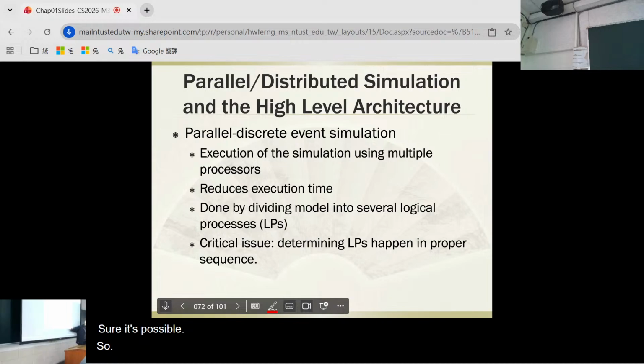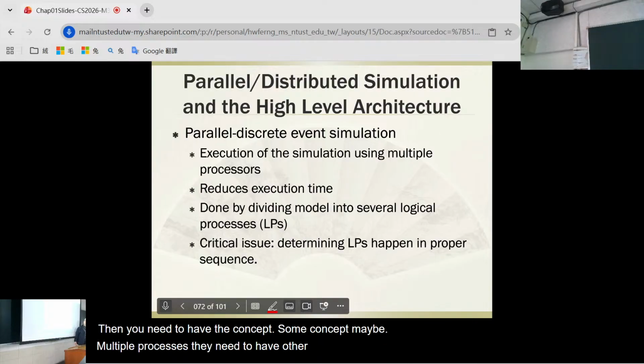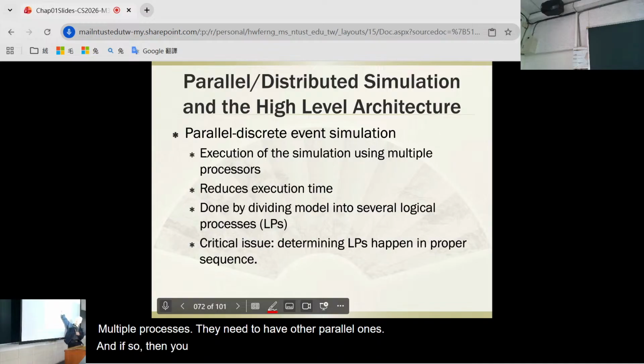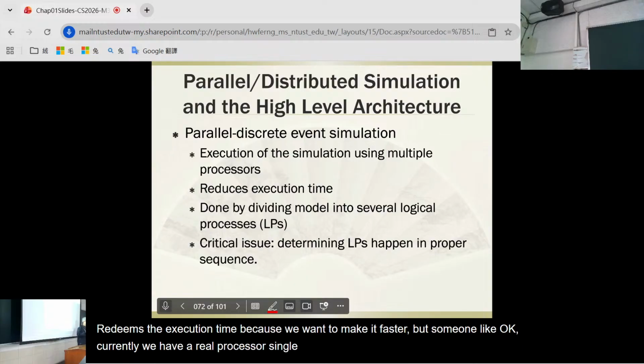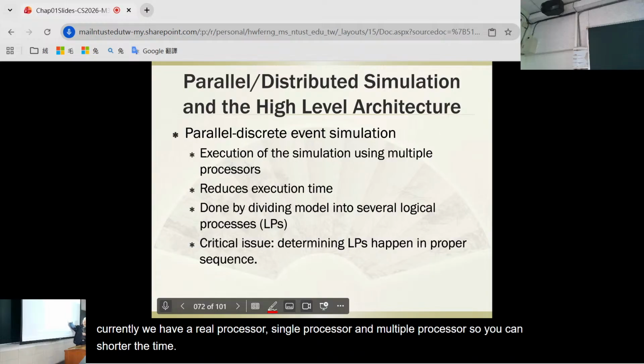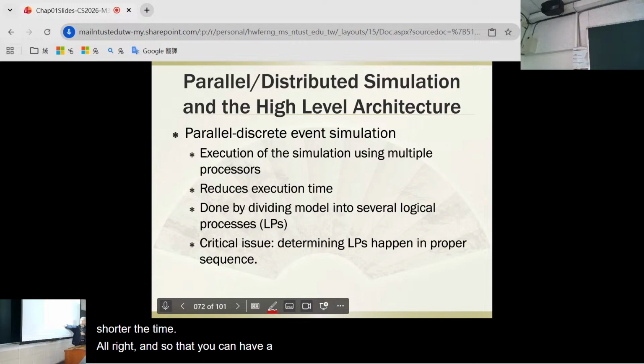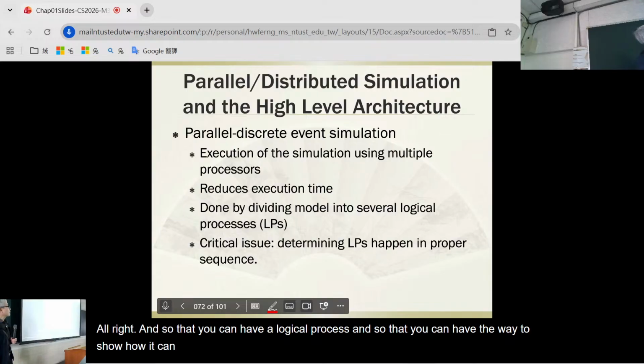Then you need to have the concept of maybe multiple processes, then you need to have the parallel one. And if so, then you can reduce the execution time because we want to make it faster. Currently we have a real processor, single processor and multiple processors, so you can shorten the time. And so you can have a logical processor, and have a way to show how it can work. But you have a processor, so you need to know this issue.